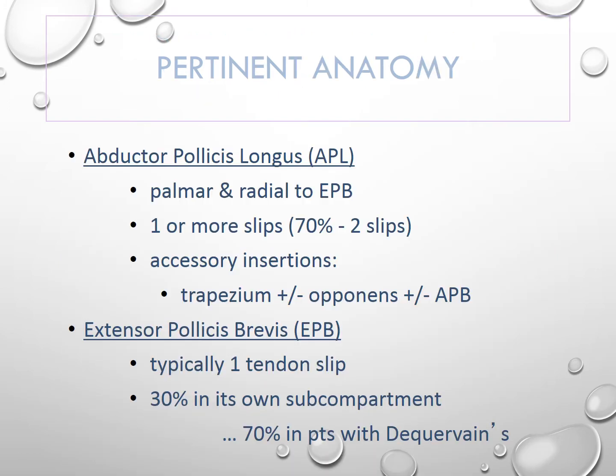Important in anatomy, again, the APL, as mentioned prior, has 1 or more slips. 70% of people have 2 slips. It's palmar and radial to the EPB tendon and has accessory insertions to the trapezium, opponens, and the APB. The EPB typically only has 1 tendon slip, and 30% of people have its own subcompartment. However, in patients with de Quervain's, about 70% have its own subcompartment.